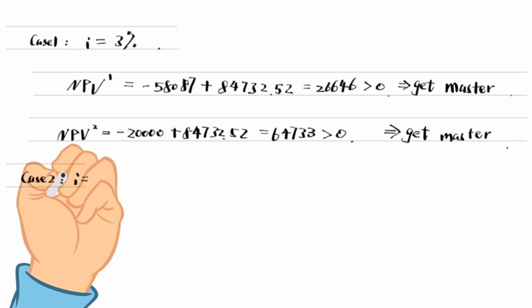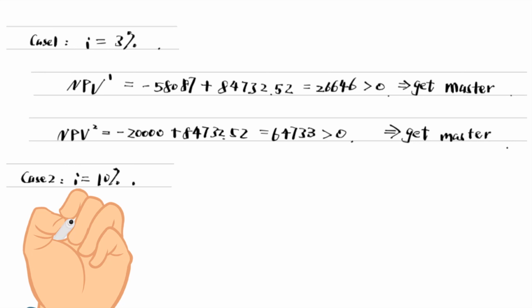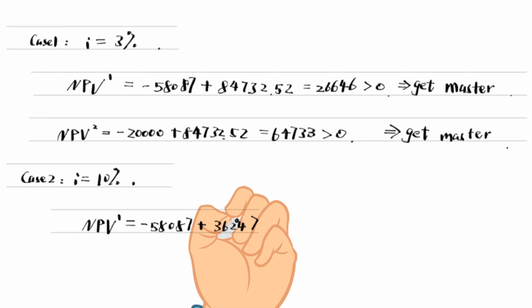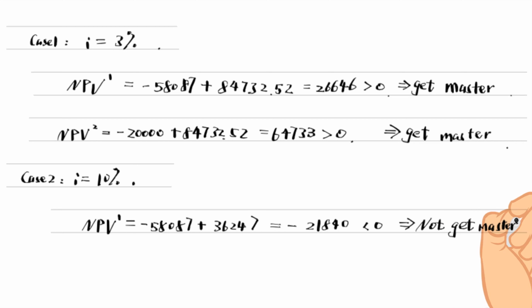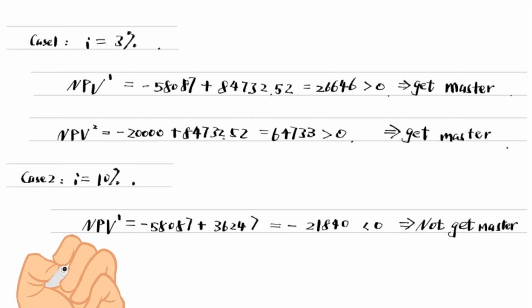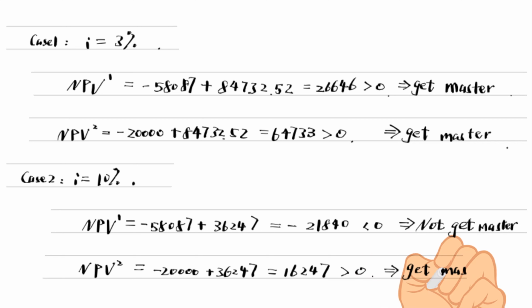The second case is when the interest rate is 10%. The net present value of getting a master's degree is negative if we are not allowed to work during the year studying for the master's degree. It implies that we should not get a master's degree because it brings a negative net present value. However, if we are allowed to work during that year, we should get the degree because it gives us a positive net present value.